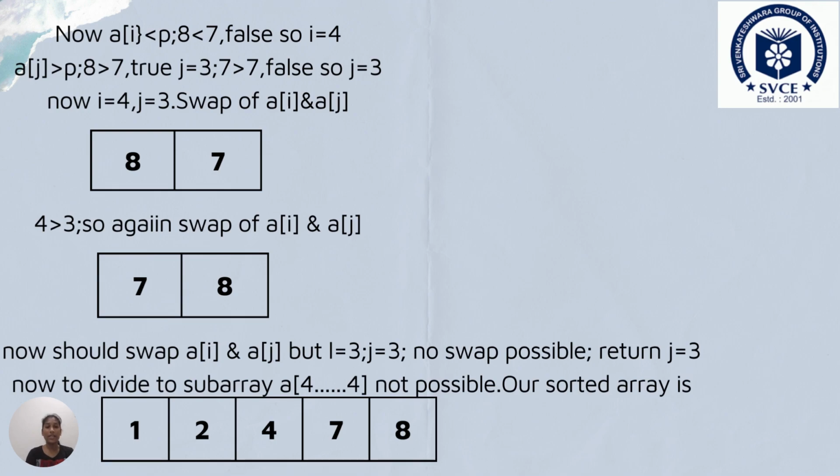Now I is 4, J is 3. We can swap A of I and A of J. Again, check whether I is greater than J or not. Yes, I is greater than J. So again we will swap A of I and A of J, but L is equal to 3 and J is equal to 3. No swap possible. So we will return J is equal to 3. Now dividing this array into subarrays is not possible. So our sorted array is 1, 2, 4, 7, 8.